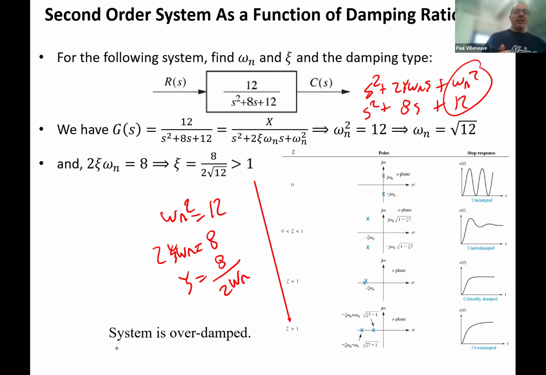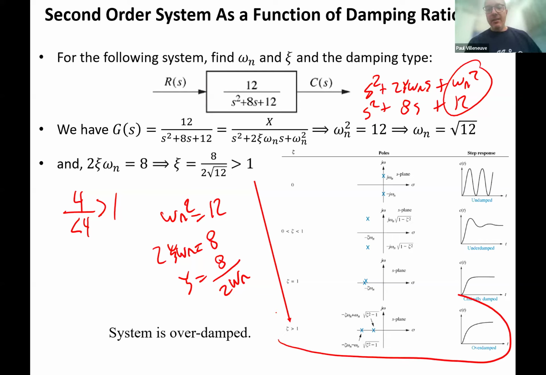And now, my zeta term is 8 over 2 divided by the square root, so it's 4 divided by the square root of 12. What's the square root of 12? It's less than 4, right? Because the square root of 16 would be 4. So we know that this is going to be 4 over something that is less than 4, which means this is going to be greater than 1, isn't it? So this type of system is an overdamped system. Its characteristic is here. So you just treat this as 2 first-order systems.